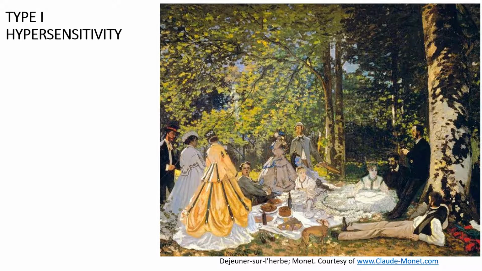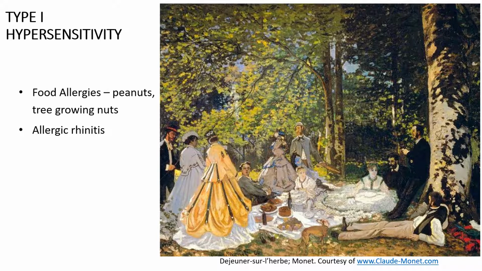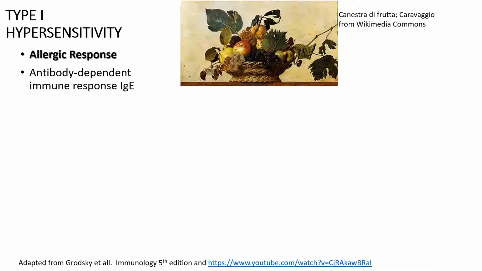Type 1 hypersensitivity is a typical hypersensitivity or allergic reaction that can occur with food allergies, allergic rhinitis, bee stings, pollens, dog dander, and it's all beautifully painted by Monet. Type 1 hypersensitivity is an allergic response that depends on IgE. And Caravaggio presents a beautiful fruit basket that carries a lot of potential allergens.